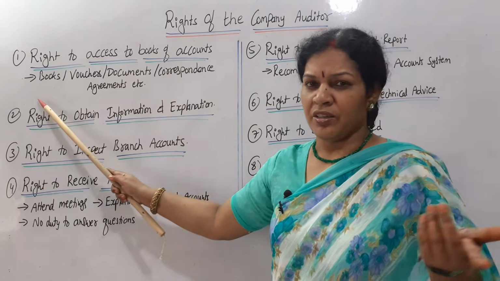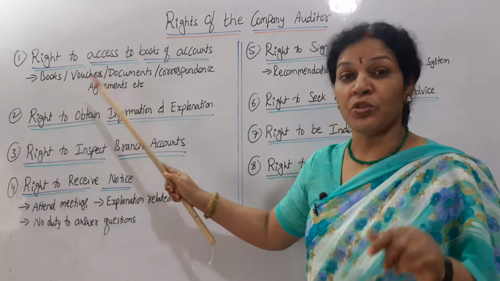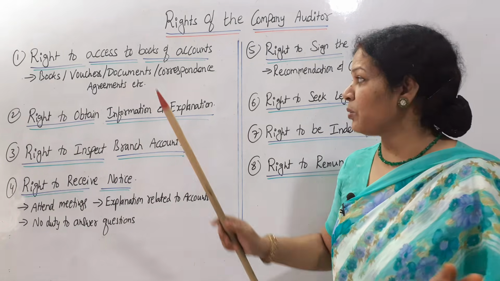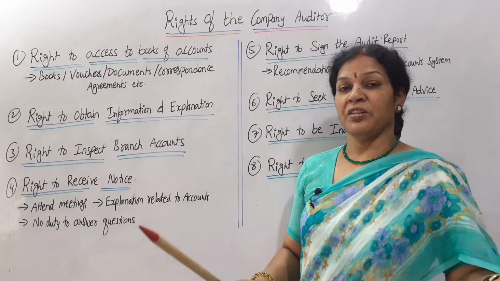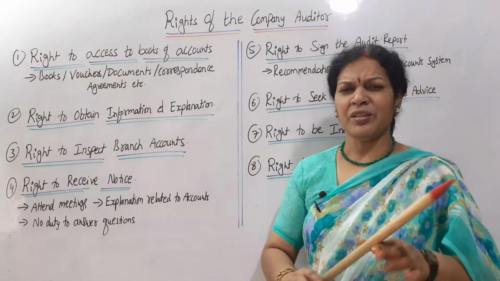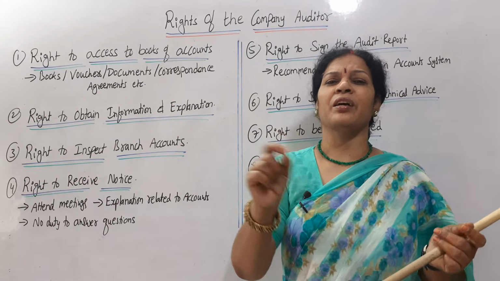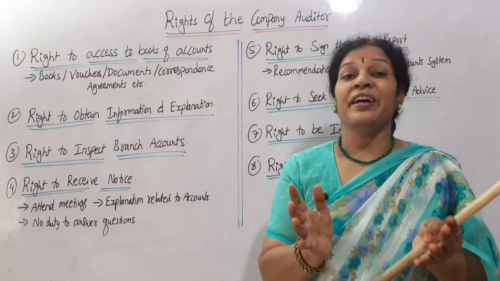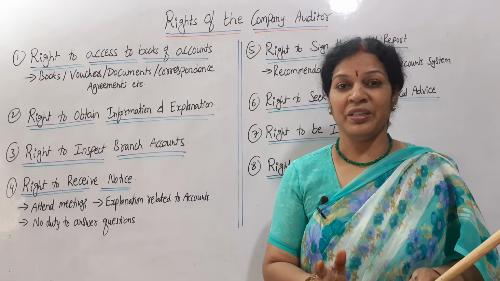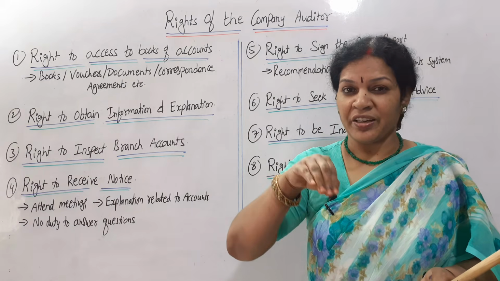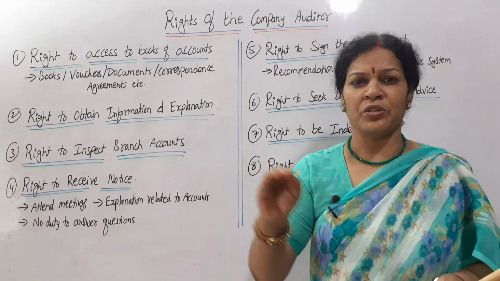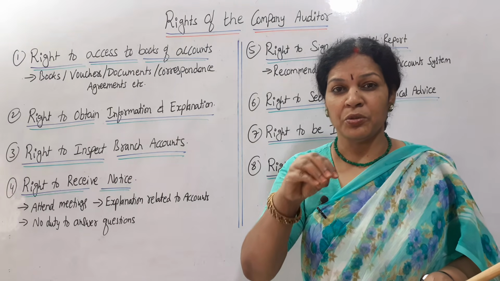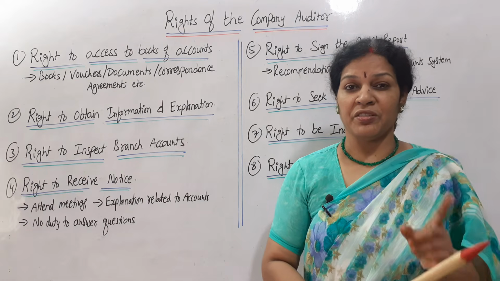Here books means journal entries, accounts related books, and also vouchers for purchases and sales, bills receivable, bills payable, and documents related to any transaction, and also correspondence and agreements. Not only the accounts, all the agreements, all the documents, everything related to the company, this entire information we call accounts information. This is required by the auditor when he asks for it. The accounts department must be in a position to produce the required information. This is the first right.